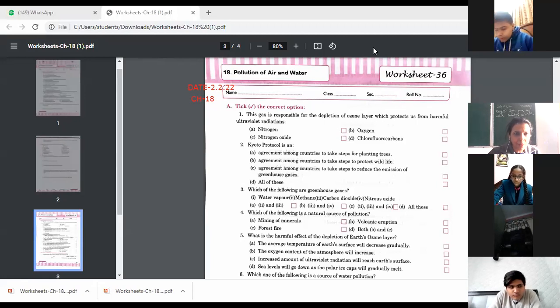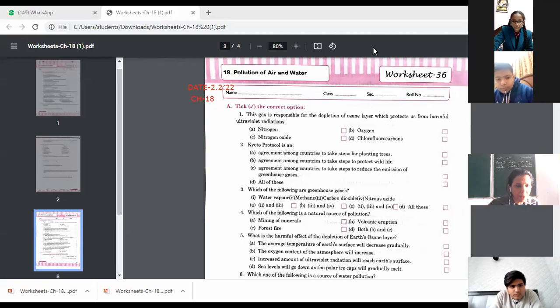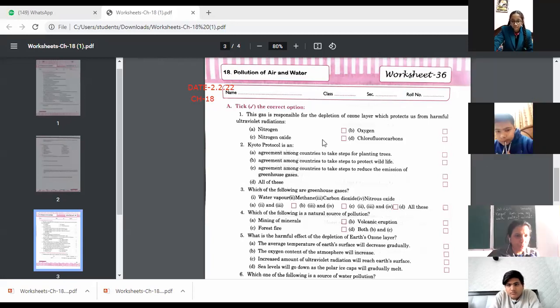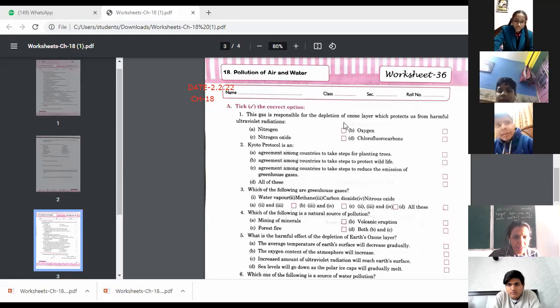So kindly raise your hand, those who know the answer. Yes, switch on your cameras, Harshit, Ansh. Yes, Geet, give the answer. Which gas is responsible? Ma'am, option D, chlorofluorocarbons.